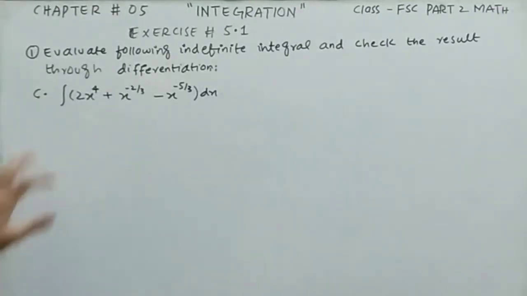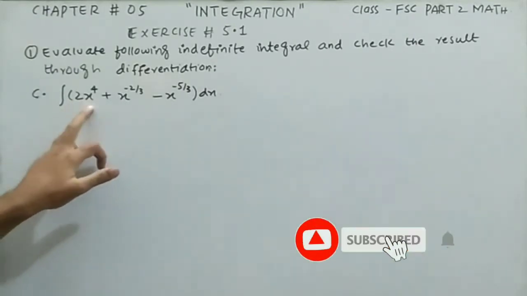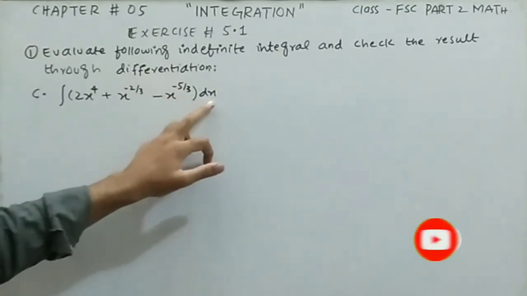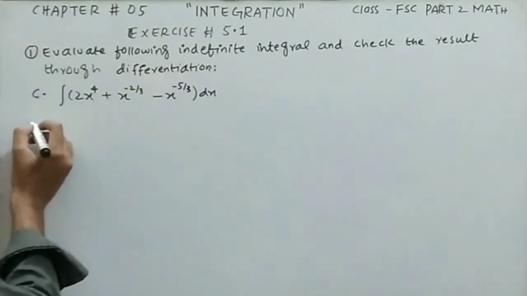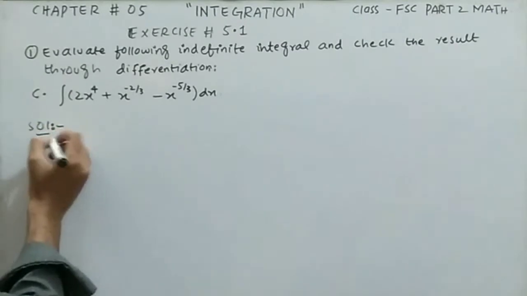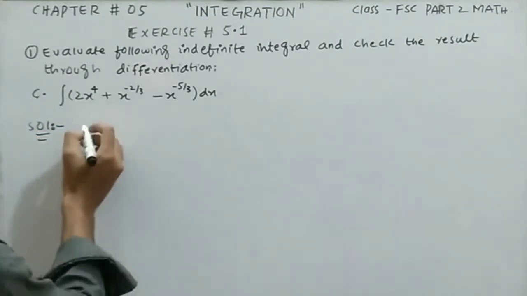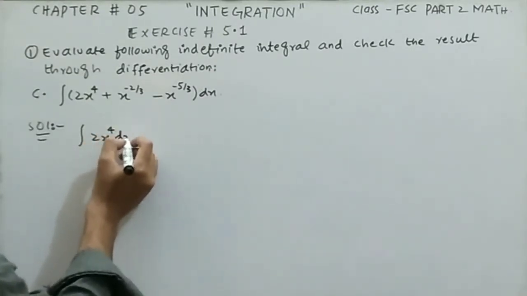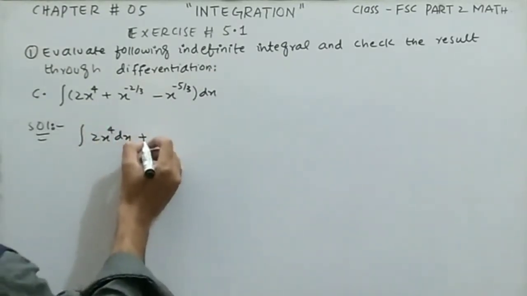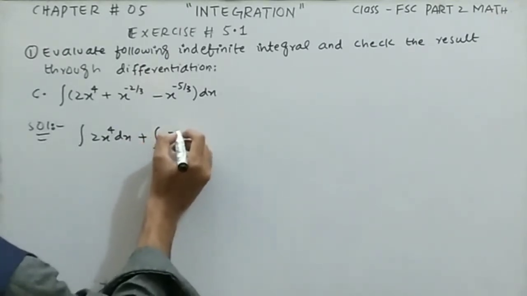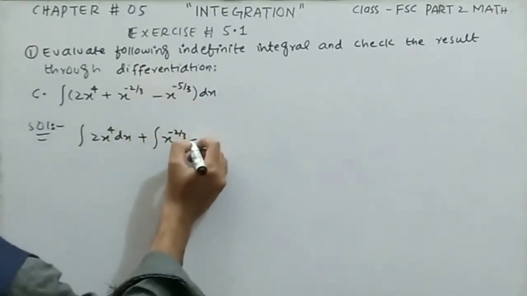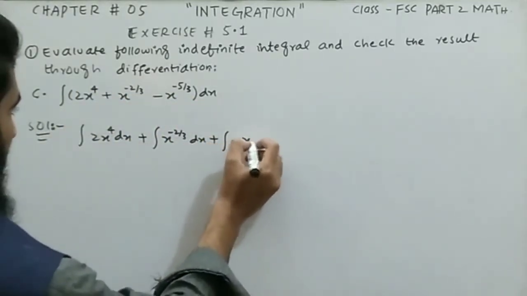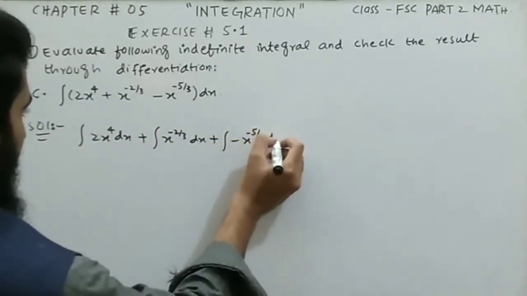So it means that our required answer is correct. Now move to the next part, part number C. It asks for the integral of 2x power 4 plus x power negative 2 by 3 minus x power negative 5 by 3 dx. We can write our given integral in split form. So integral of 2x power 4 dx, plus the integral of x power negative 2 by 3 dx, and apply the integral on this term, so it becomes the integral of negative x power negative 5 by 3 dx.